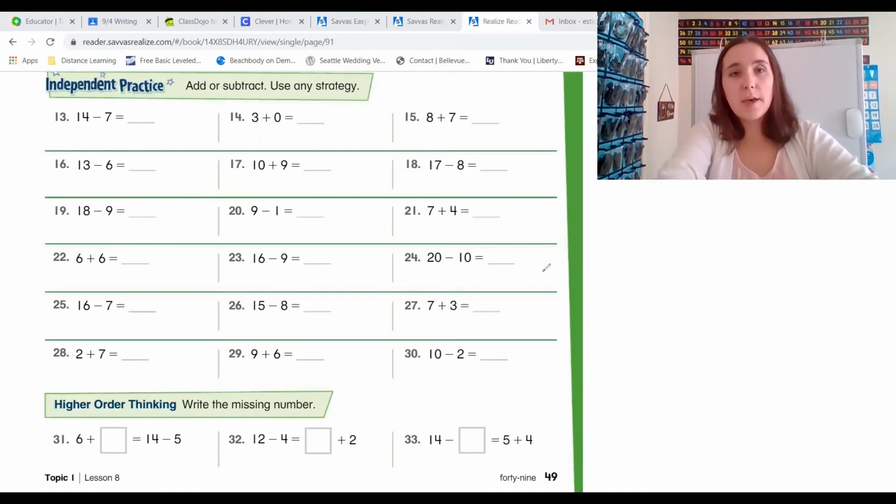Okay, we're going to do the same thing on this page. It says add or subtract. So remember, be careful that you don't mistake addition for subtraction, okay? And then it says use any strategy. Let's do numbers 13, 14, and 15 together real quickly.